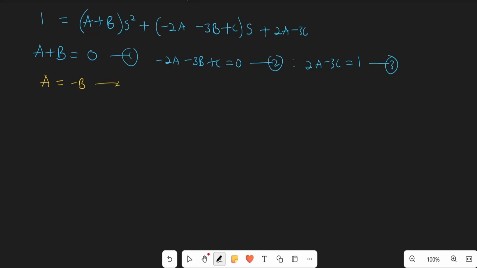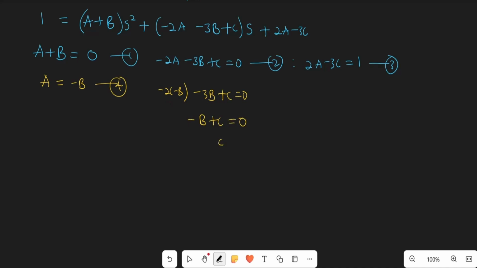So I can call this one equation 4. So if a is equal to negative b, let's plug it here in equation 2. Negative 2 times negative b here, minus 3b, plus c, and this is equal to 0. So now if we simplify, this is going to be positive 2b minus 3b, that's going to be negative b plus c, and that is equal to 0 as well.